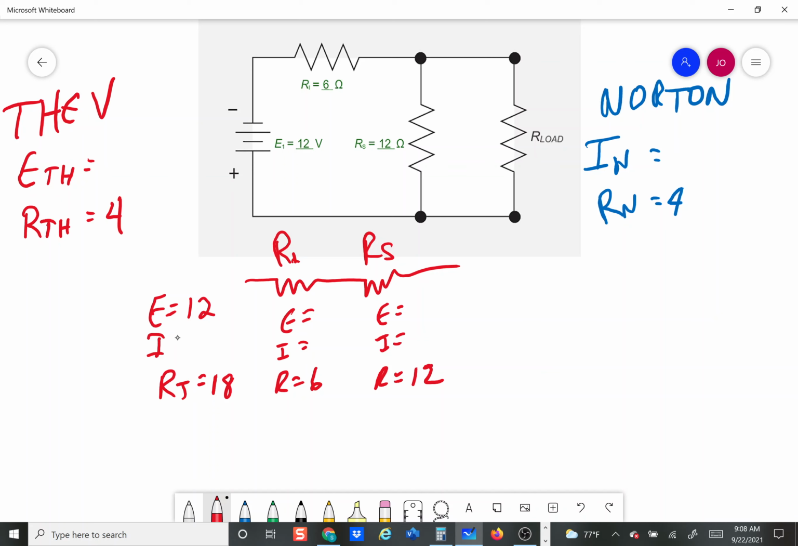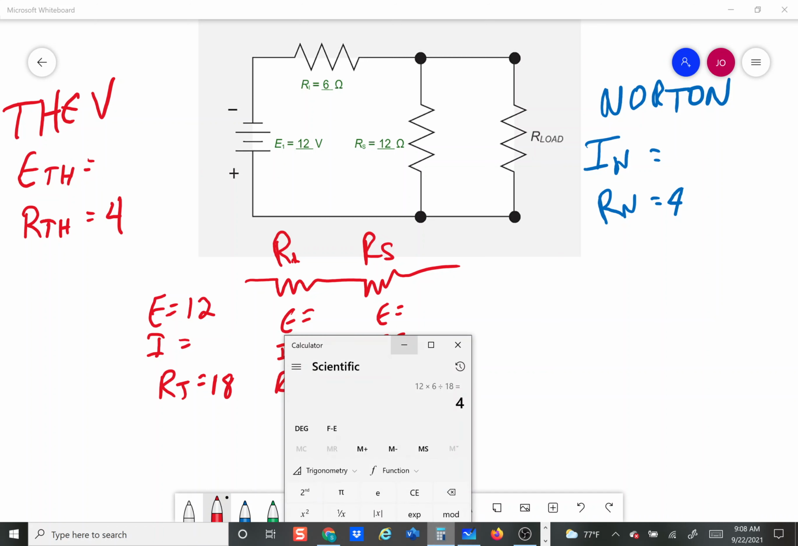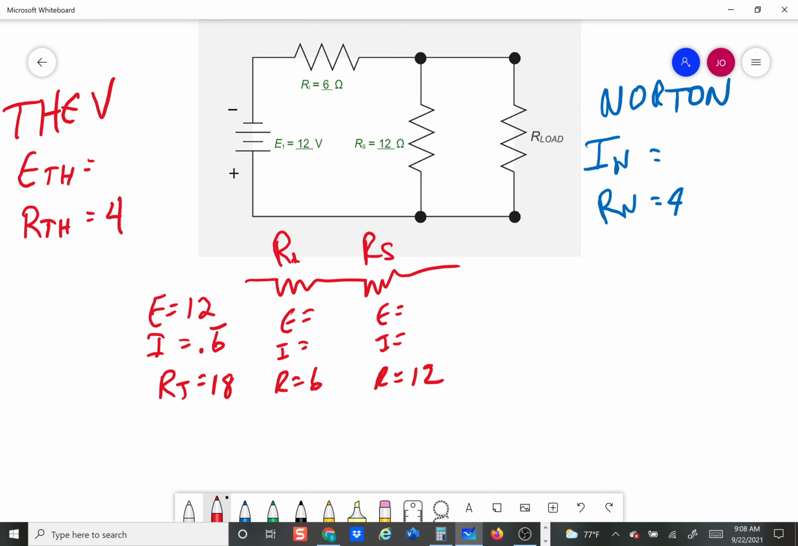So we are going to use our 12 divided by 18. And when we have our 12 divided by 18, we are going to get a value of 0.67, 0.6 repeating. Again, what we're looking for is this value over here, this voltage drop, and that is going to be our Thevenin voltage, whatever we get right here.